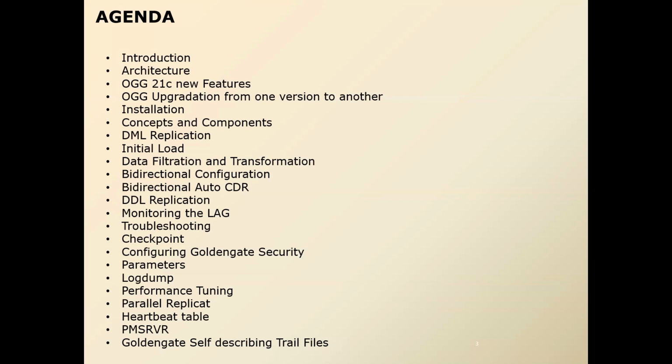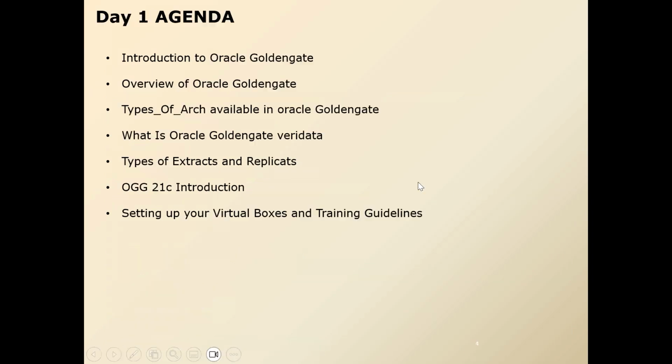Now, how to use the logdump utility to read the Golden Gate trail file. This again comes under troubleshooting and performance tuning. We are also going to discuss new Golden Gate features, like new and good-to-know features such as parallel replicat, heartbeat table, performance metrics server, then the Golden Gate self-describing trail file. Apart from that, we are going to discuss a lot of things. This is just a few things I have mentioned, but apart from that, topics like obey, include, macros, zero downtime upgrade and migration are all covered. We cover much more than this during our training. This is just the outline which I have mentioned.